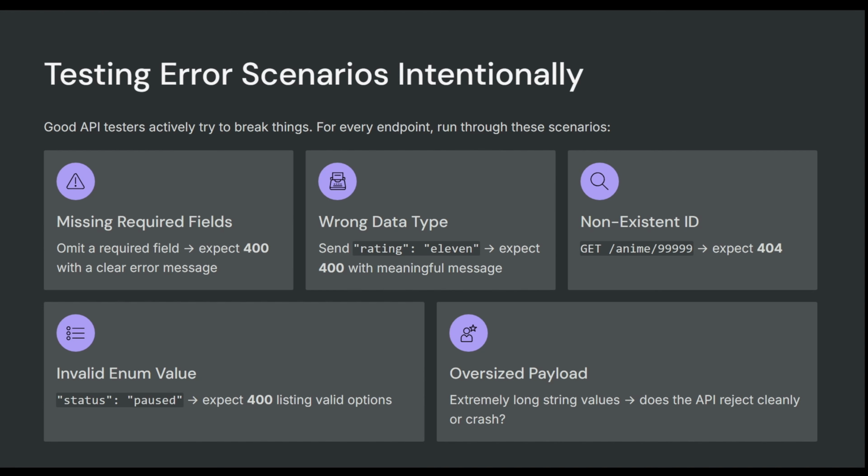Number 5, oversized payload. Send a body with an extremely long string value for title or notes. Does the API reject it cleanly or does it crash? These are not edge cases. They are scenarios real users hit all the time. Finding them before production is your job.